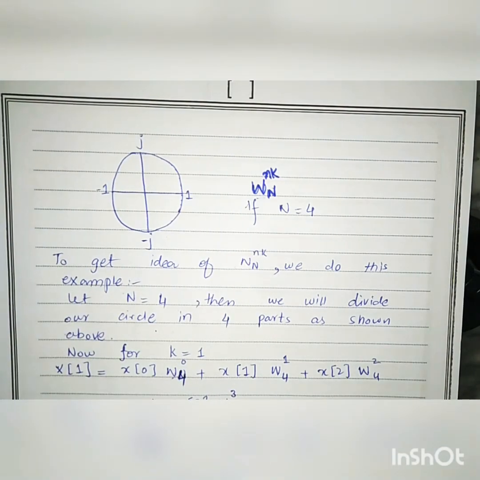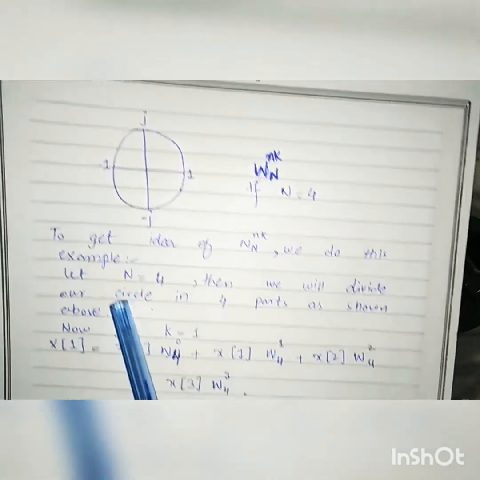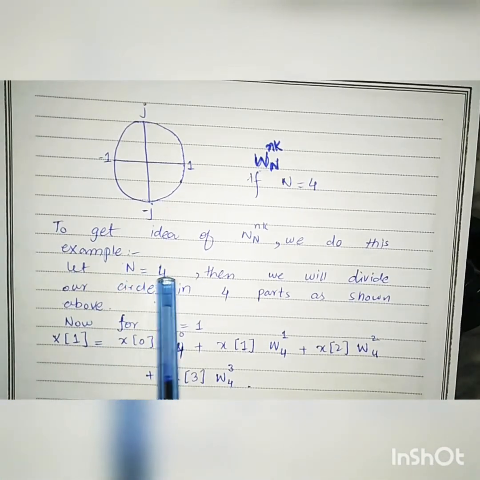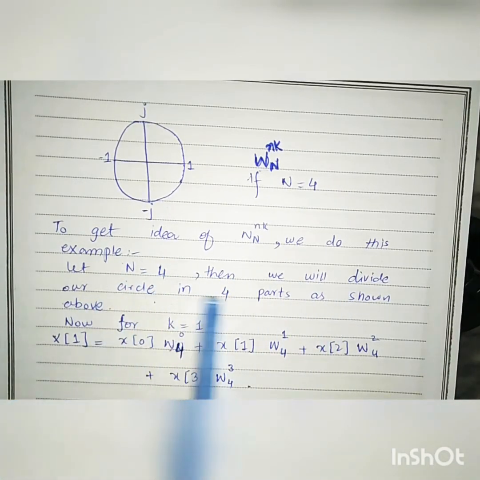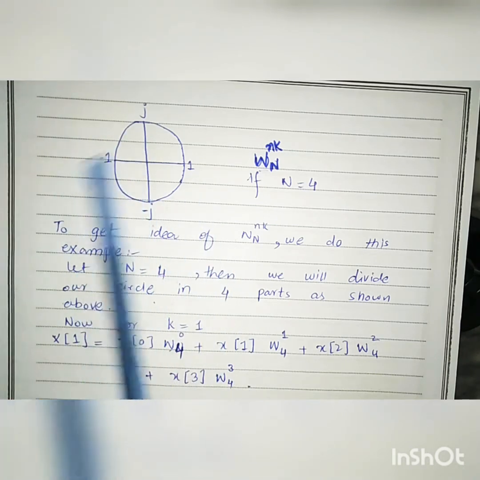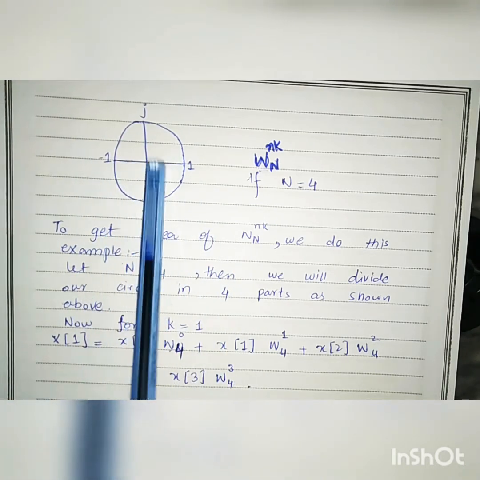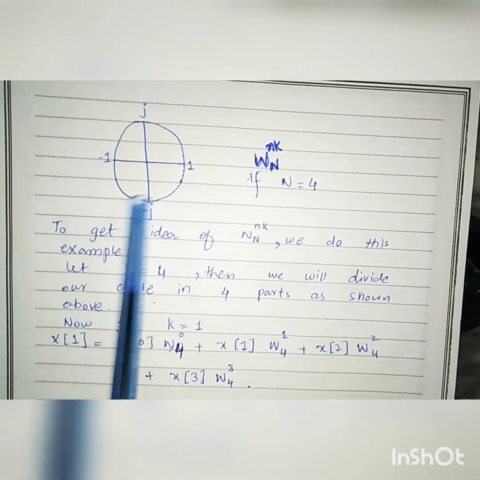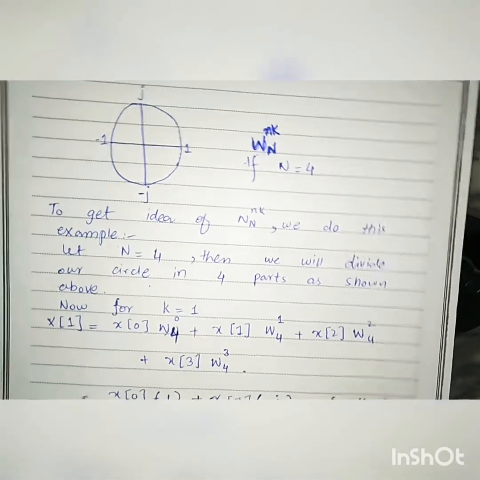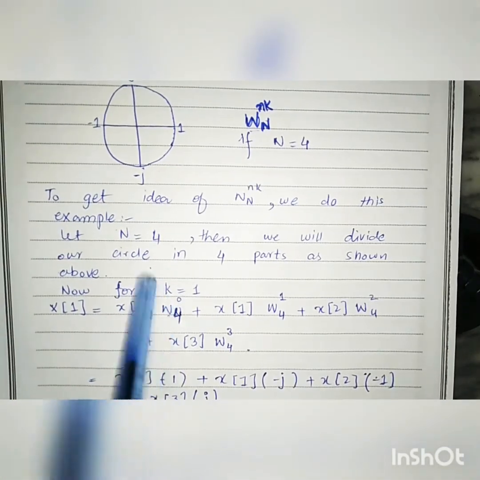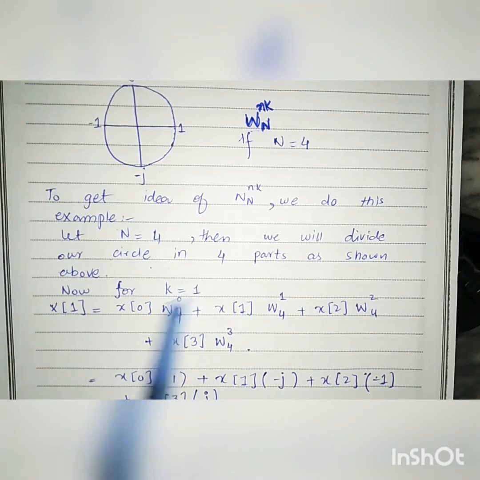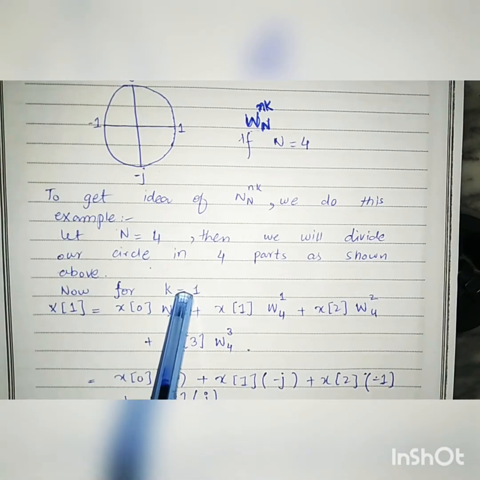To get the idea of omega n, we do this example. So here we let our n be equal to 4. Then we will divide our circle into 4 parts. Here I have divided this circle into 4 parts. I have introduced that circle previously to you. So then, let's say we want to calculate.